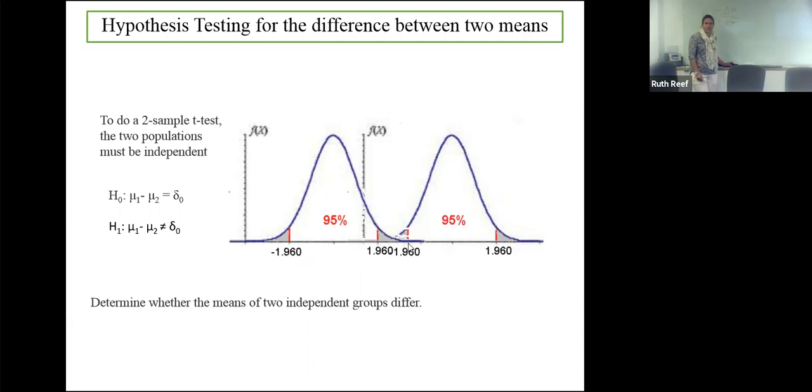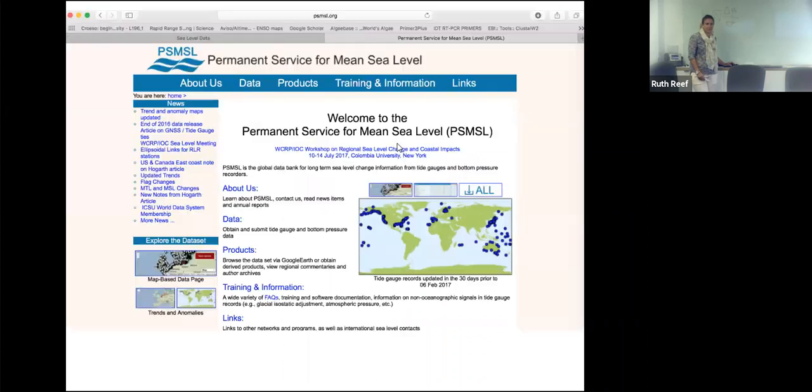So I'm looking to see whether that bit is different. I'm saying these two are different. Hold on, coming back to it here. So I can look at sea level in all sorts of parts of the world. There's the permanent surface for mean sea level. We basically measure sea level in a few different ways.